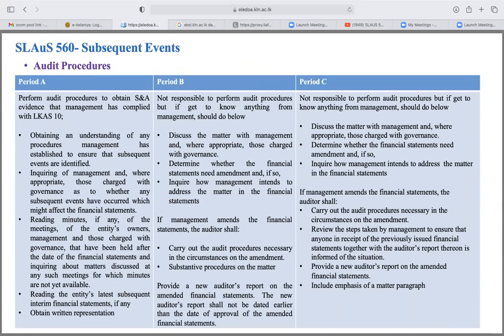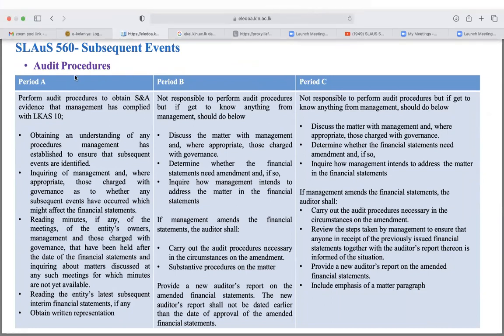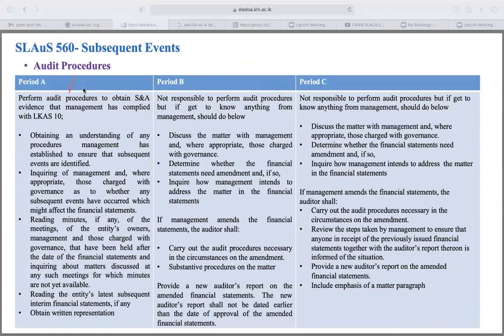So what are the audit procedures we need to follow when we are having a subsequent event in each categorized period, right? The period A means the period between A and B. So what does that mean? What is the period between A and B? Can anyone say?